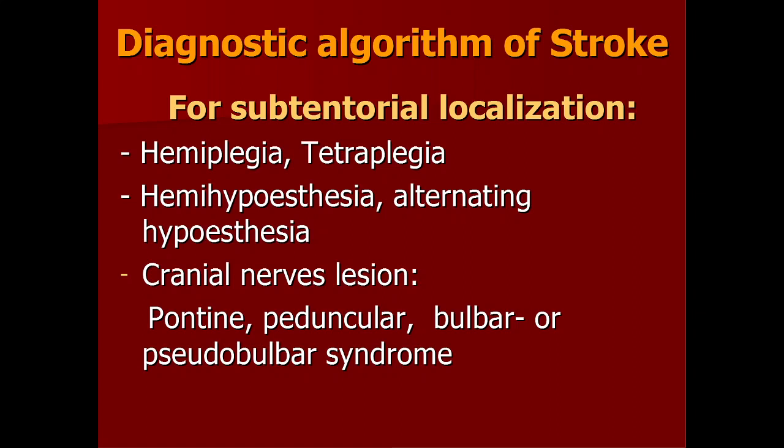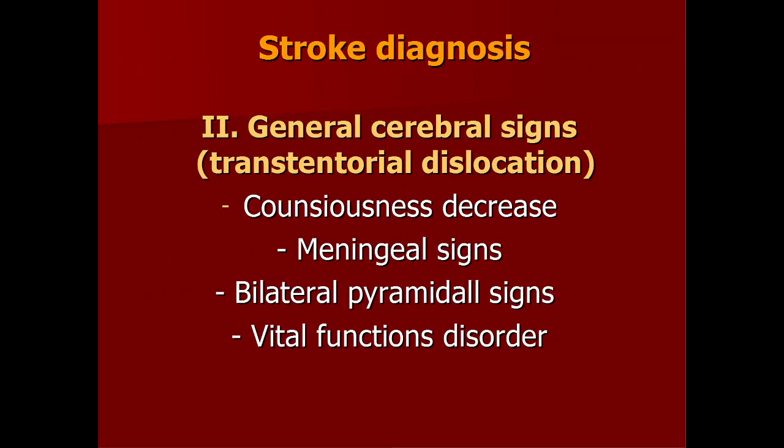For subtentorial localization: hemiplegia or tetraplegia, hemihypoesthesia, alternating hypoesthesia, alternating syndrome, cranial nerve lesion, pontine, peduncular, bulbar, pseudobulbar syndrome, if the brainstem is affected. General cerebral signs: transtentorial dislocation, consciousness impairment, meningeal signs, bilateral pyramidal signs, vital functions disorder.